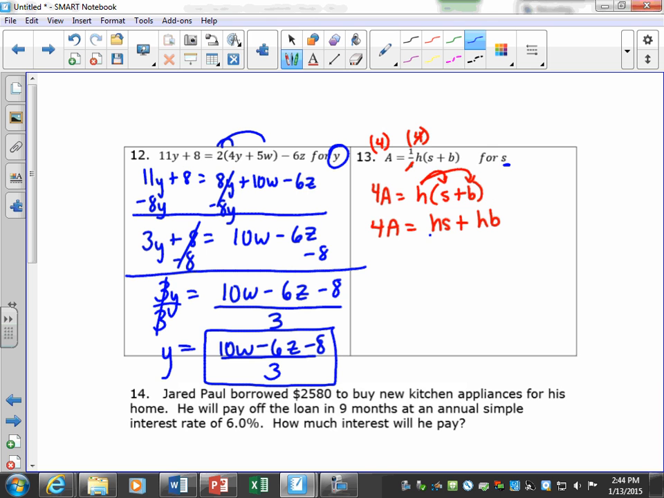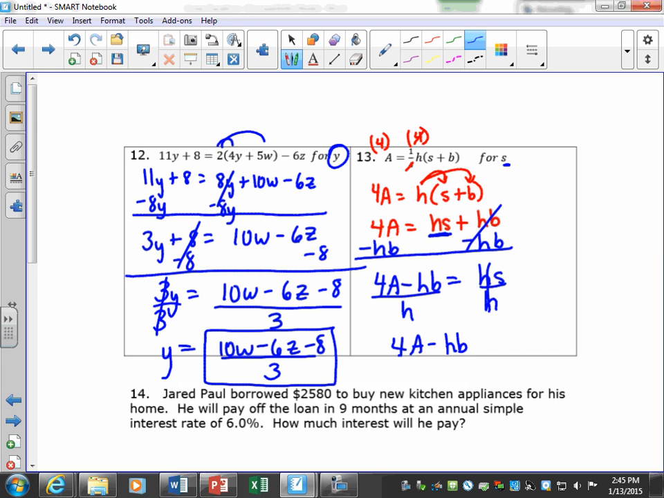Our goal is to ultimately get this term by itself first and then get the s by itself. So I see that I need to move this to the other side by doing the inverse of it. So I'm going to subtract 4a, these are not like terms, so I can only list them. Now, if they multiply by h, then I divide both sides by h, because we want to get s by itself. So then that would cancel, and we would have 4a minus h over b divided by h is equal to our s.